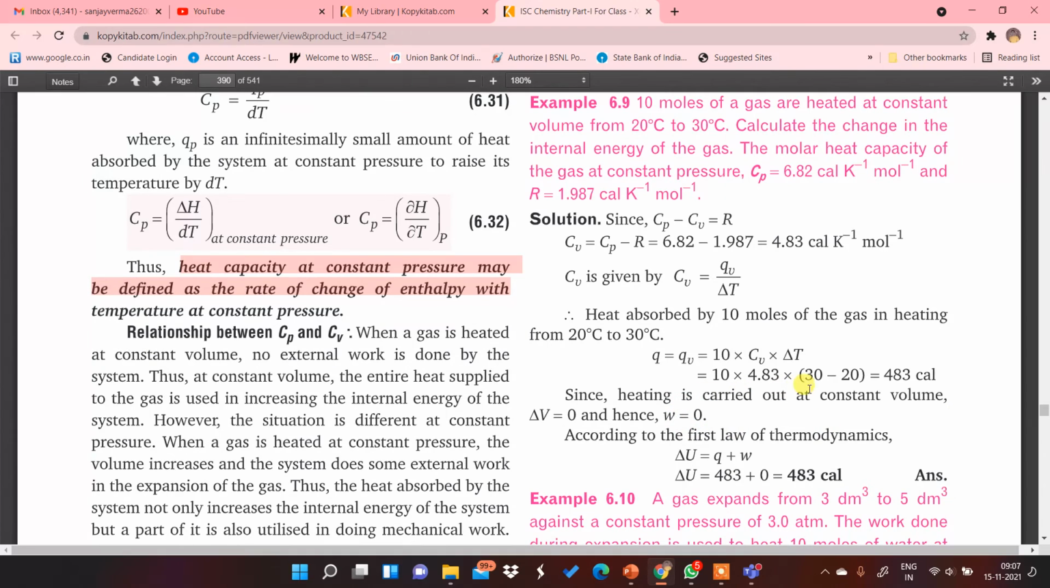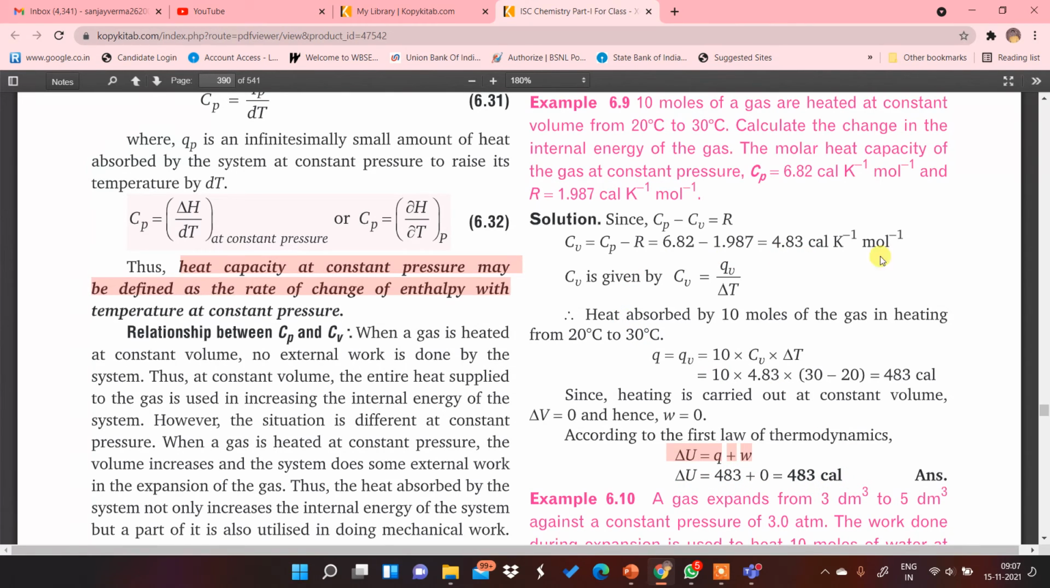Now since heating is carried out at constant volume, delta V is 0, so the work done is also 0. According to the first law of thermodynamics, which we learned in the previous classes, delta U is equal to Q plus W. Here W, the work done, is 0. So put the value of work done as 0, and the change in internal energy becomes 483 calories.